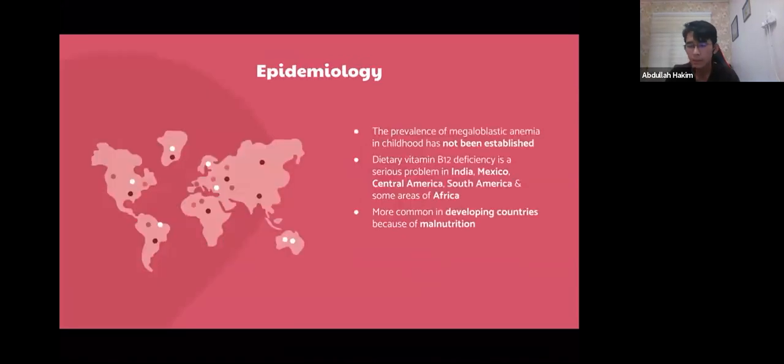So moving on to epidemiology. The prevalence of megaloblastic anemia in childhood has not been established. Dietary vitamin B12 deficiency is a serious problem in India, Mexico, Central America, South America, and some areas of Africa. So these are developing countries. Megaloblastic anemia is more common in developing countries because of malnutrition.